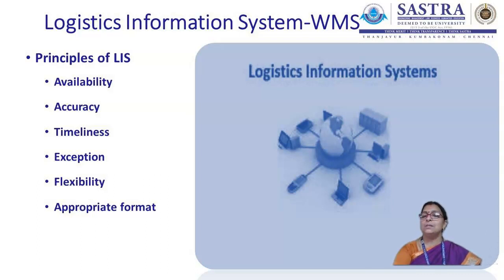The second principle, accuracy. The logistics information system must accurately reflect both the current status and the period activity for measuring the customer orders, or even for linking the customer orders with the inventory levels.